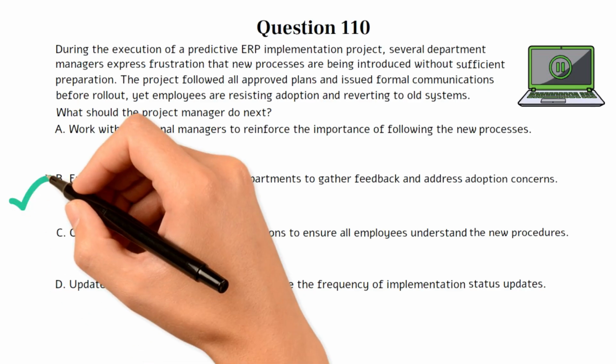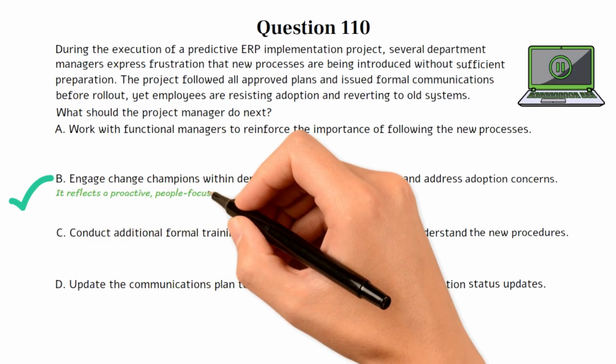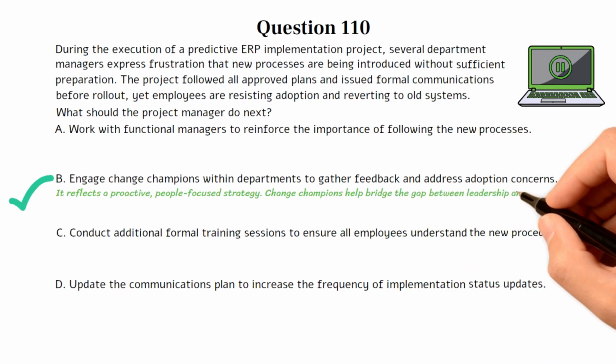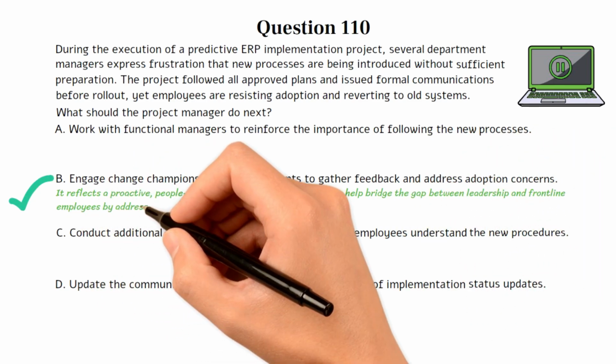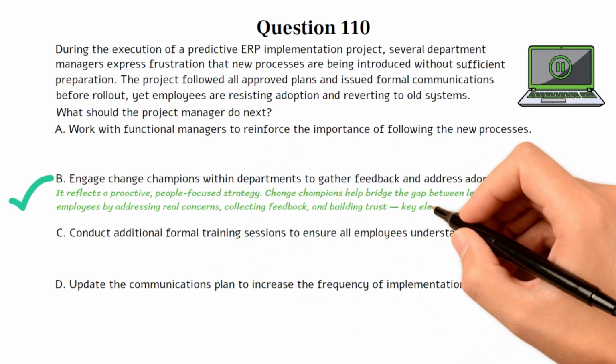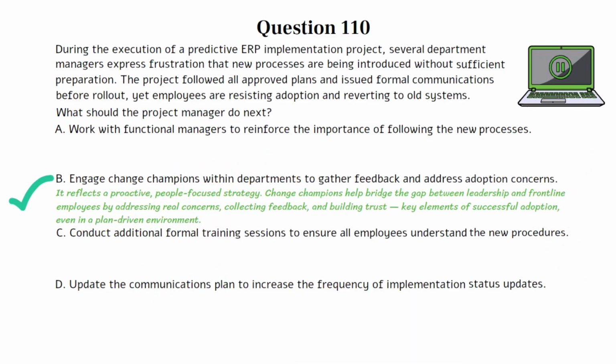The correct answer is B. This question tests your understanding of organizational change management in predictive projects, especially how to handle late-stage resistance after rollout. Choice B is the best option because it reflects a proactive, people-focused strategy. Change champions help bridge the gap between leadership and frontline employees by addressing real concerns, collecting feedback, and building trust. Key elements of successful adoption, even in a plan-driven environment.